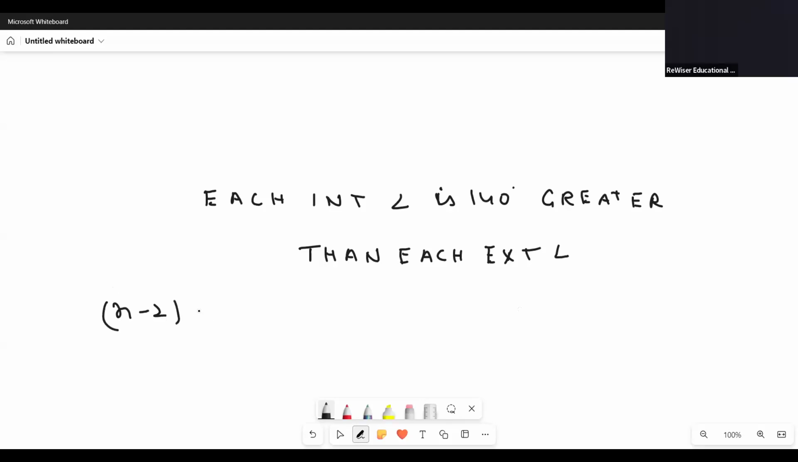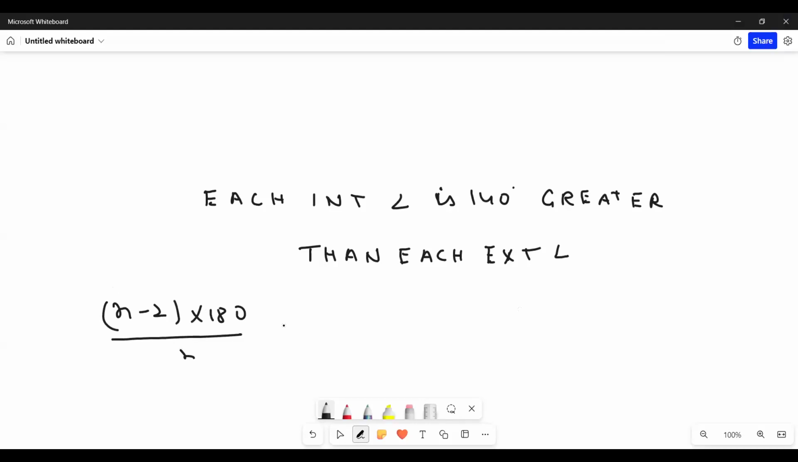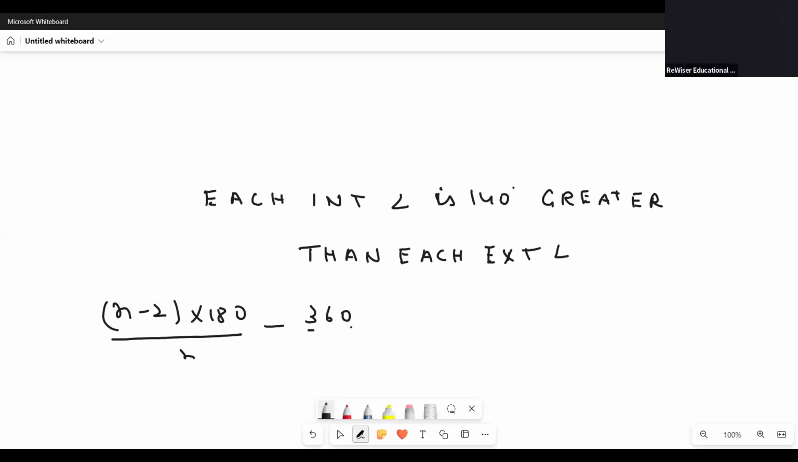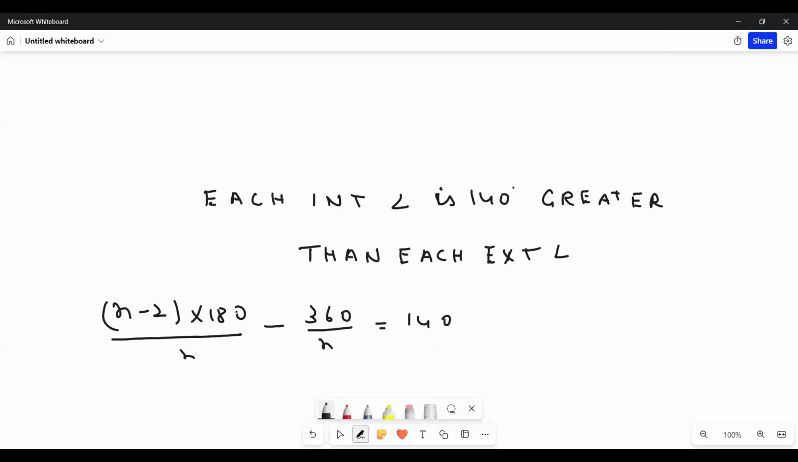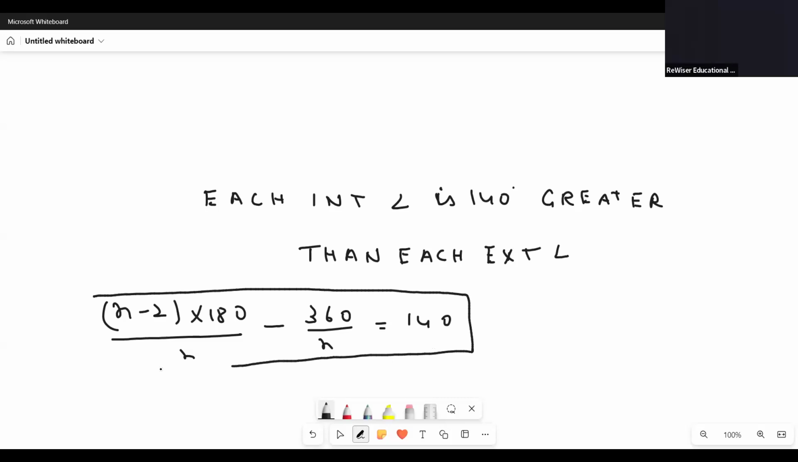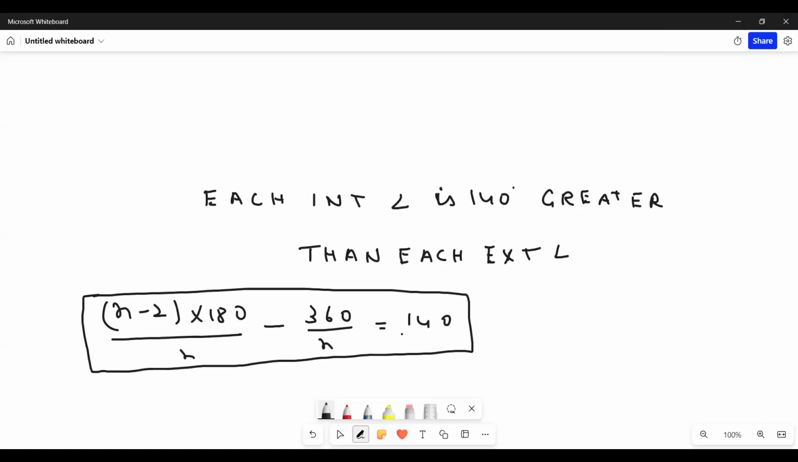No. Each interior angle, minus each exterior angle, must be equal to 140, right? That's how you have to do it. Understood? That gives you one full mark for this. Also, you keep on doing a trial method. It makes no sense, right? No, but here I didn't do a trial.